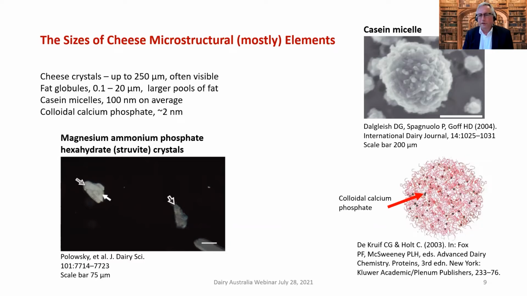Now, casein micelles are the next one, and there's a picture of those up the top. It's a scanning electron micrograph. It's kind of bumpy looking. That's what's called the kappa casein stabilizing layer on the outside. And down the bottom is a schematic.